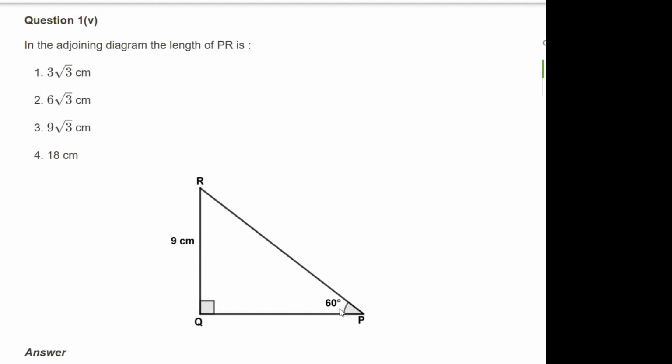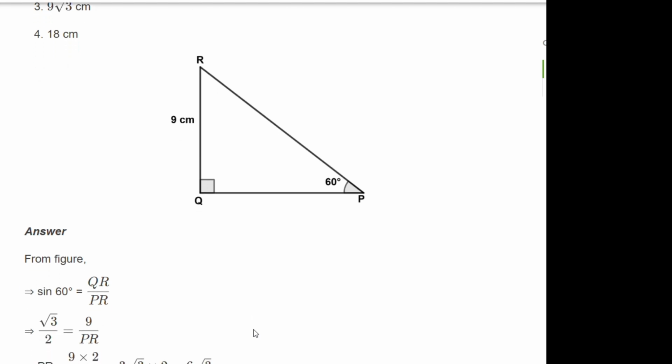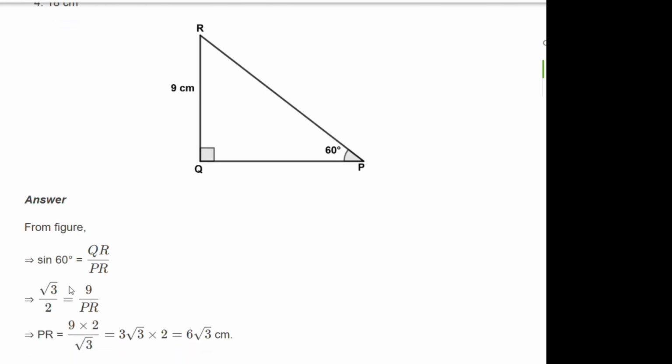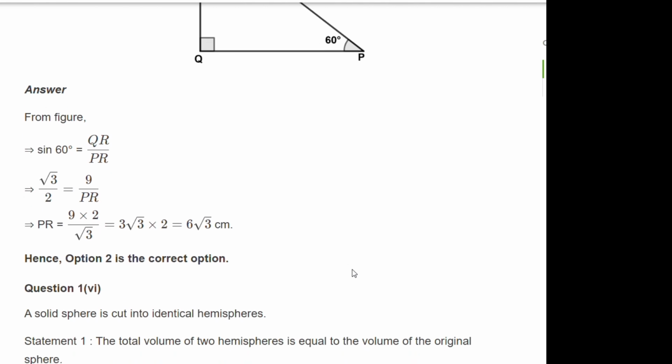So sin theta is perpendicular by hypotenuse. So you put the formula sin theta equal to perpendicular upon hypotenuse. That is sin 60 degrees equal to QR upon PR. Now the sin 60 degree value is root 3 by 2. So QR is 9, 9 divided by PR. So PR is equal to 6 root 3 centimeters. Now come to the next question.